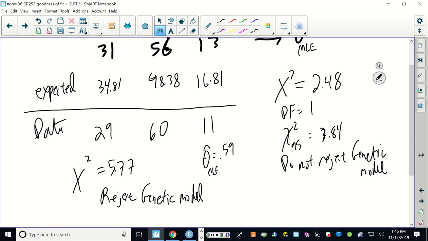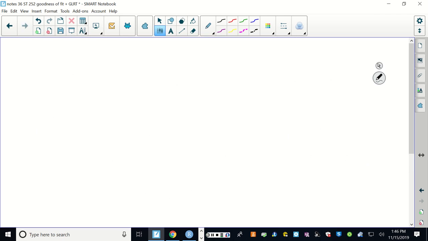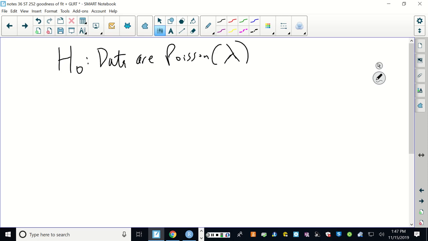The other way that it gets used, we aren't going to review a number of things, but you look at an example, another application that you will see on the homework. Posit that the data come from a Poisson distribution.